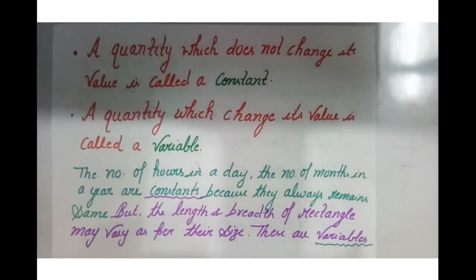A quantity which does not change its value is called constant. That means in algebraic expressions, the value which remains the same every time is called constant. But the quantity which changes its value every time is called variable. For example, the number of hours in a day and the number of months in a year are constants because they always remain the same. But the length and breadth of a rectangle, and you can take the side of a square, may vary as per their sizes. So these are called variables.